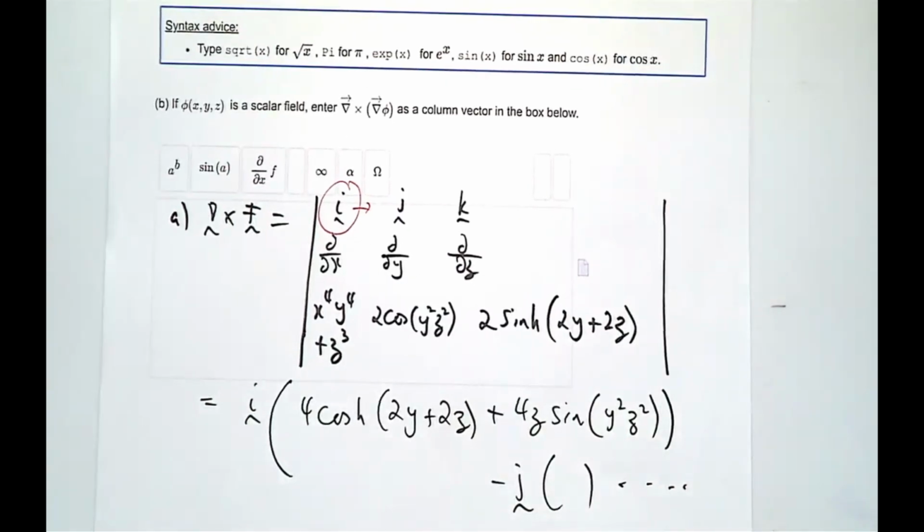Minus. If you do it as a determinant, it's minus, because it goes positive i, negative j, positive k. But if you feel better, you could put a plus sign there. It doesn't matter. Yep, should be 2z.